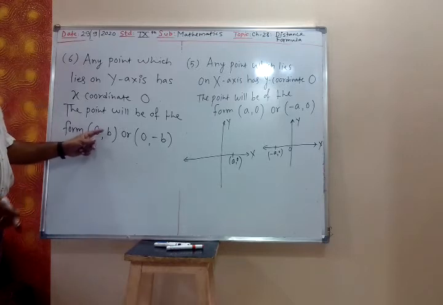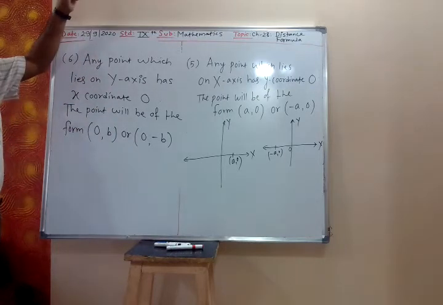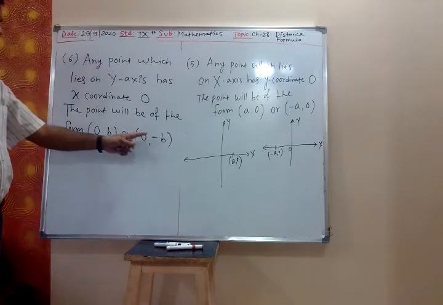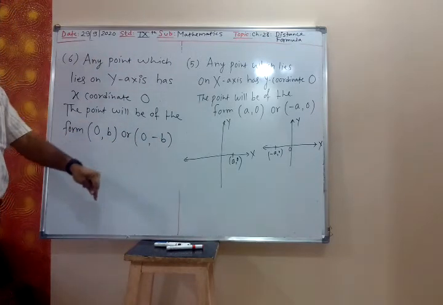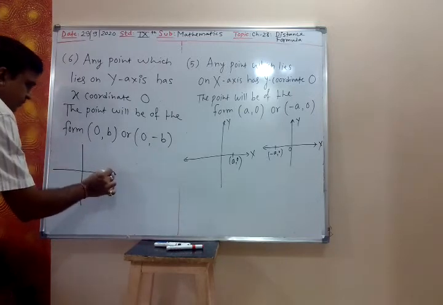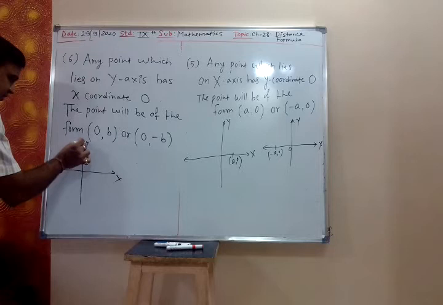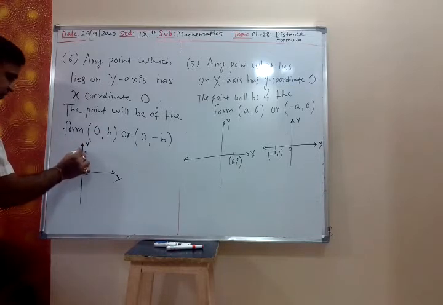Now we have to see the sign of b. If the sign of b is positive, it will lie on the positive y-axis, upward. If the sign of b is negative, it will lie on the negative y-axis, downward. So let us plot this point 0 comma b, on the x-axis and y-axis. First coordinate is 0, so it is a point on the y-axis. Second coordinate b is positive, so somewhere it will be 0 comma b.